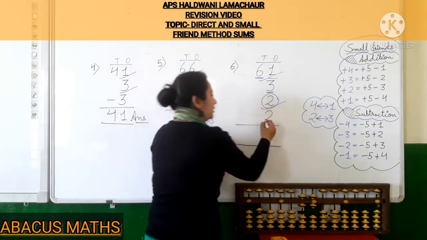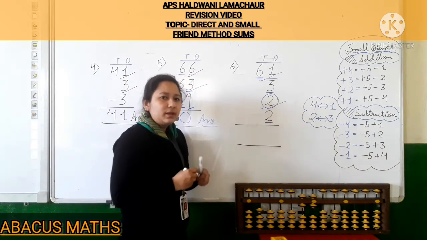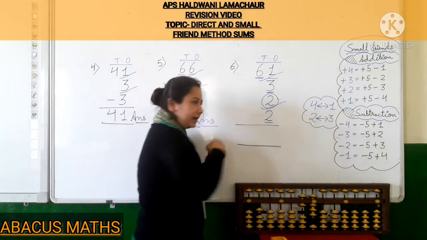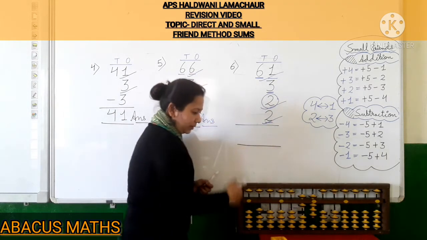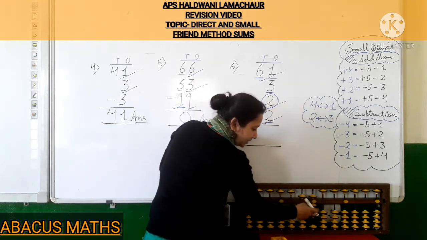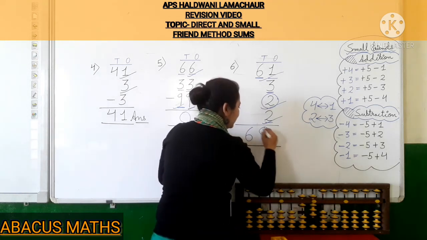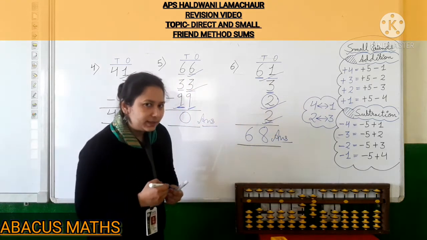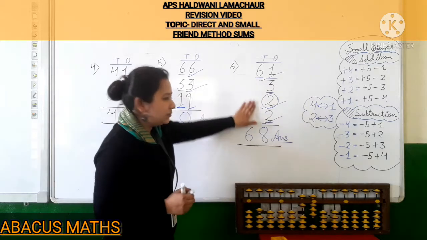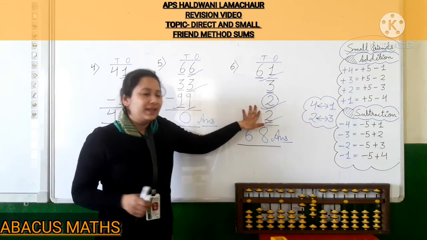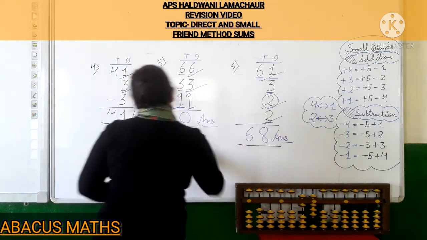Next, add this 2 in ones rod. Directly you can add, and this is done. Now count. See, 5, 6 in tens rod, and 5, 6, 7, 8 in ones rod, and 68 is your answer. Students, again I am repeating that for doing these sums you can use your own methods also in exam. Now we will move to our last sum kids.